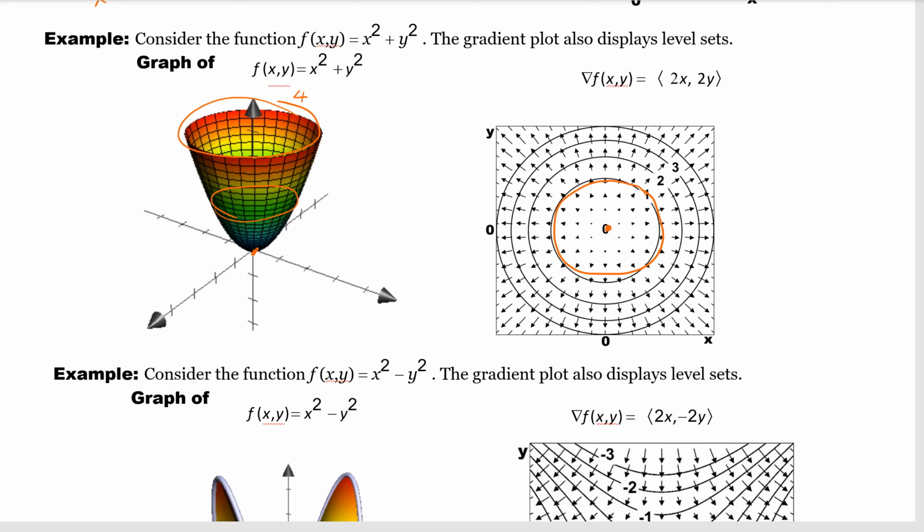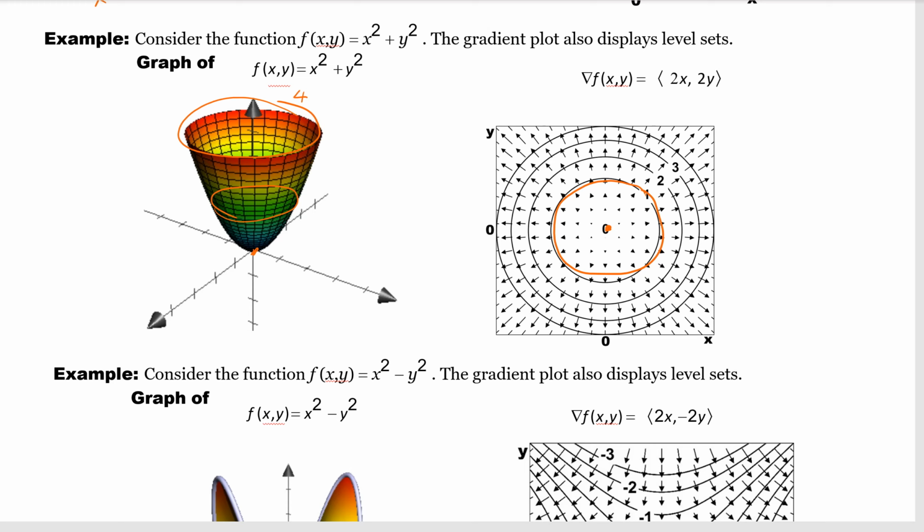Now look at the gradients. Partial f partial x of x squared is 2x, and partial f partial y is 2y. When we plot this, what can you see here? If the point is near the origin, then the arrow is smaller. When it's far away from the origin, the arrow is bigger. That makes sense with the graph, because near the origin f increases slowly, and far away from the origin f increases more rapidly.